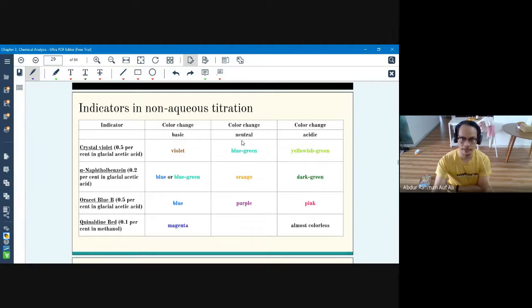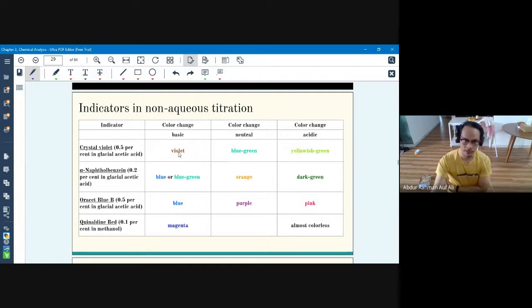If we went past the blue-green to yellow, that means we're way past the equivalence point. So in this case, we can get the equivalence point and the end point at the same time, because the color change is different.